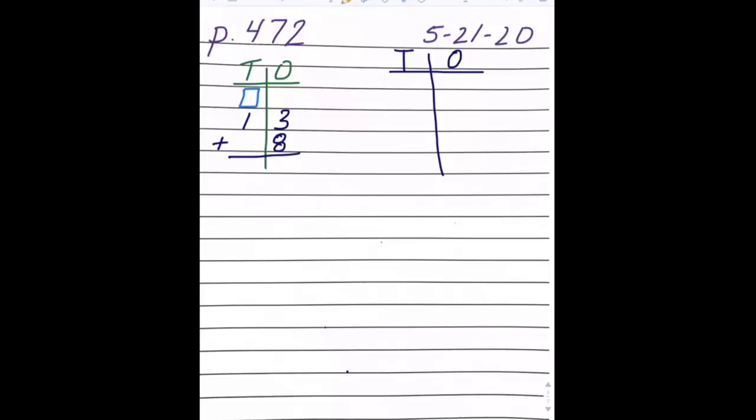I have 13, so for 13, I have one group of 10, and how many ones? Three. That's 13. Okay. Angel, are you copying the work? That way you have the example for your homework.